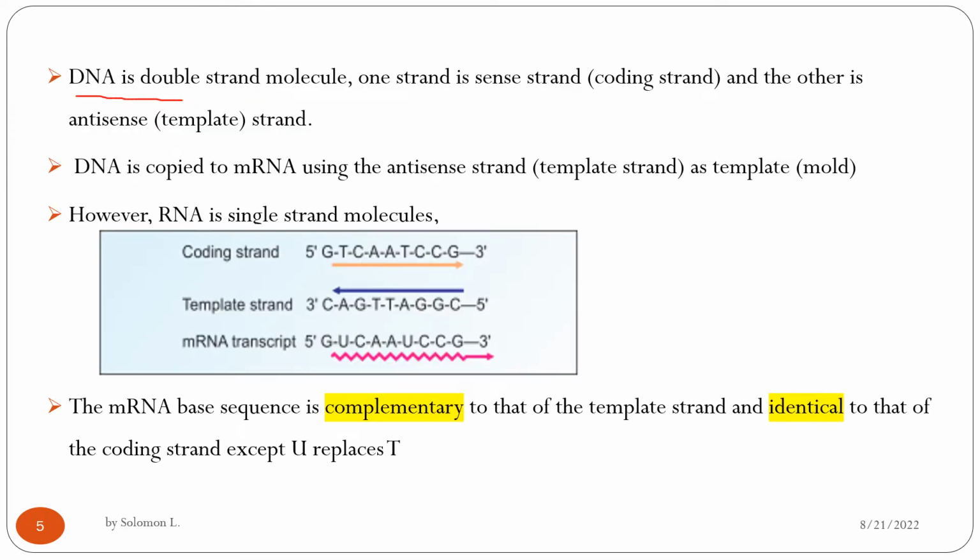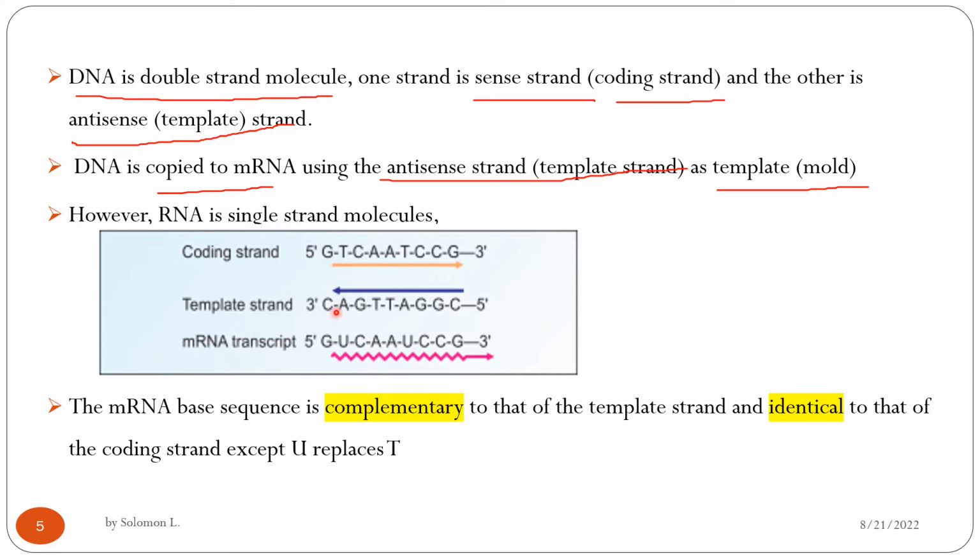DNA is a double strand molecule, already we know that. And one of its strands is the sense strand or coding strand, and the other strand is the antisense or template strand. DNA is copied to messenger RNA through transcription using the antisense or template strand as a template or as a mold. However, RNA, including messenger RNA, is a single strand molecule.